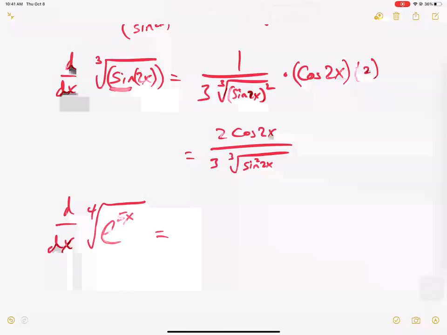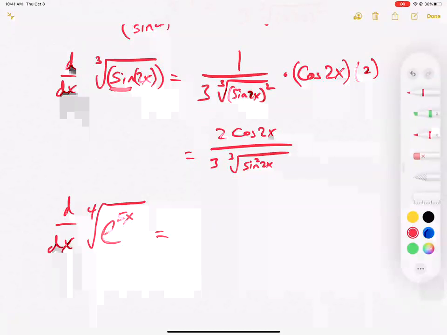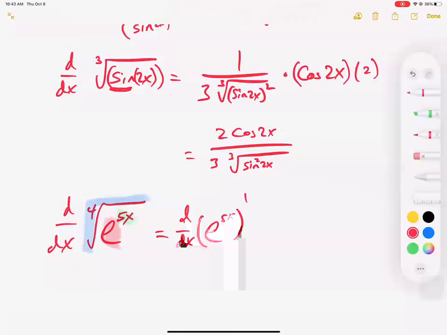Okay, let's try this dummy problem. The derivative of the 4th root of e to the 5x. So let's pay attention to a couple things. The outside shell is the 4th root, and then followed by the e, then followed last by the 5x. Okay, this is our plan. Rewrite this if you need to. If you don't need to, great. I'm going to rewrite it so my brain has to think less, because that's a 1/4.